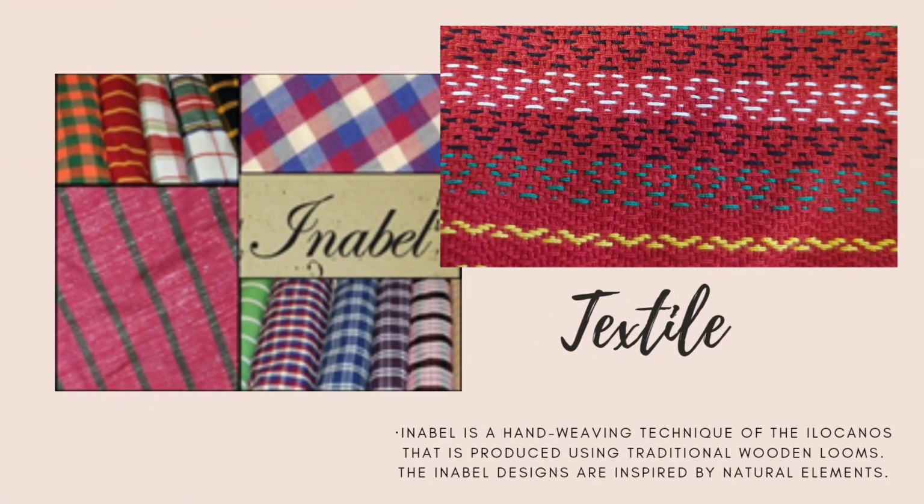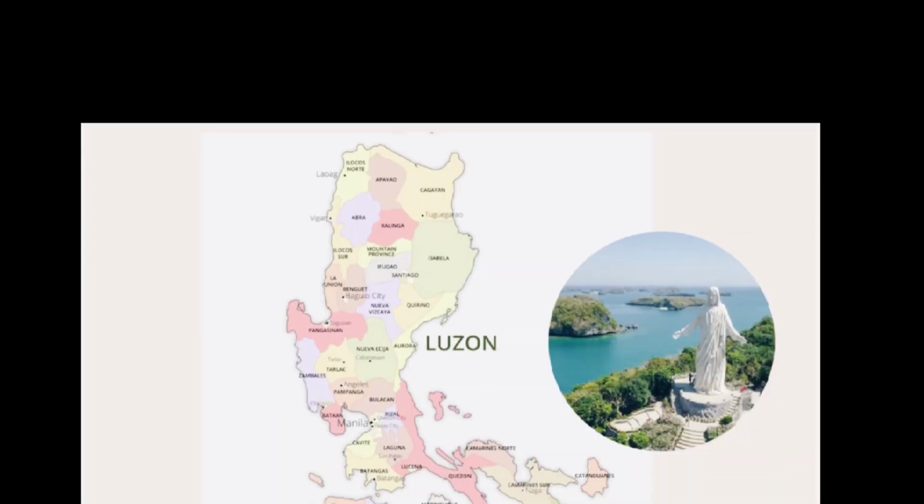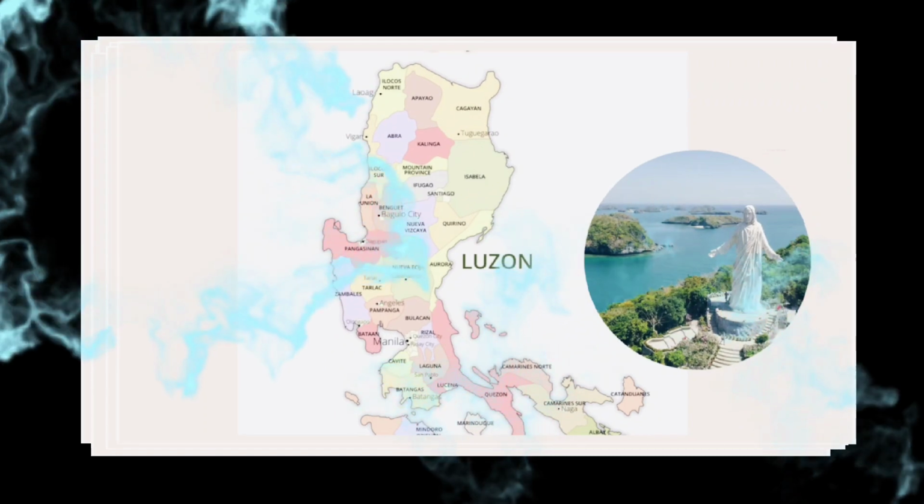One of the arts and crafts of Ilocanos is the textile. Inabel is a hand-weaving technique of the Ilocanos that is produced using traditional wooden looms. The Inabel designs are inspired by natural elements. Aside from that, they also have pottery. They call it burnay. It is an unglazed earthen jar with a small opening. It is used for storage for water and rice grains, and as a container for basi and bagoong. Let's proceed to the next destination.